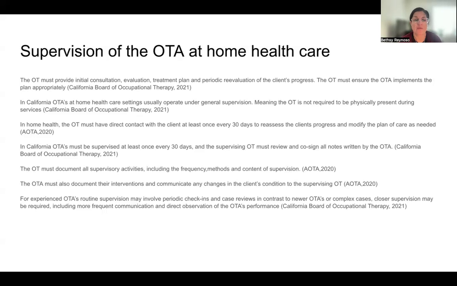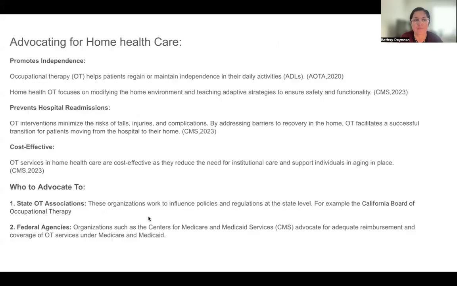For experienced OTAs, routine supervision may involve periodic check-ins and case reviews, in contrast to newer OTAs or complex cases. Closer supervision may be required, including more frequent communication and direct observation of the OTA's performance.